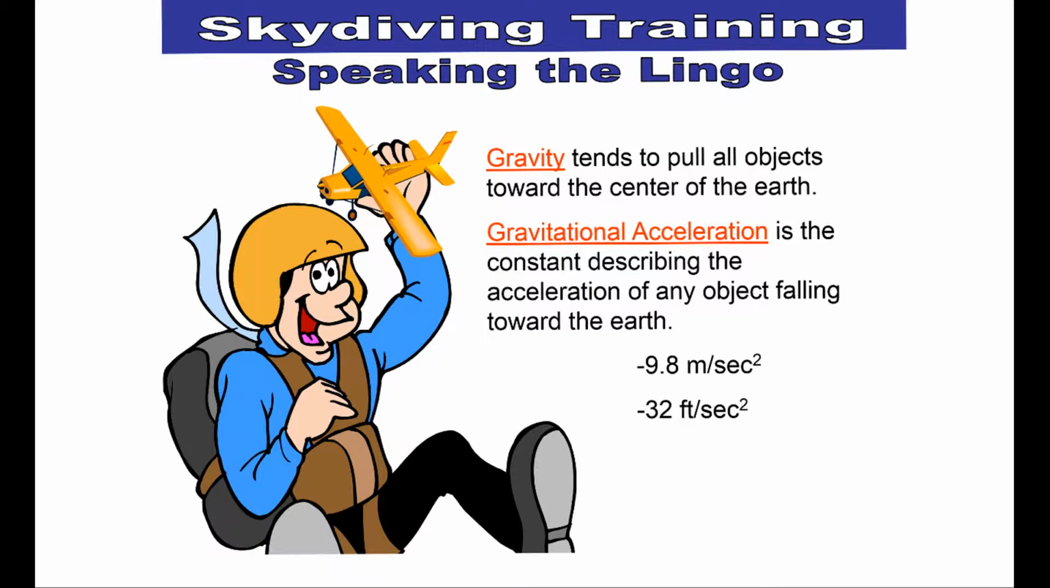So gravity tends to pull all objects toward the center of the Earth. Gravitational acceleration is the constant acceleration of any object flying toward the Earth. And this is true of any object, no matter how much it weighs or how much mass it has, as long as you neglect air resistance. So as long as you neglect air resistance, everything falls toward the Earth at negative 9.8 meters per second squared, or negative 32 feet per second squared. We're calling down negative here. Does that make sense, everybody?